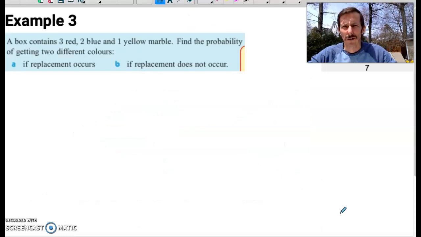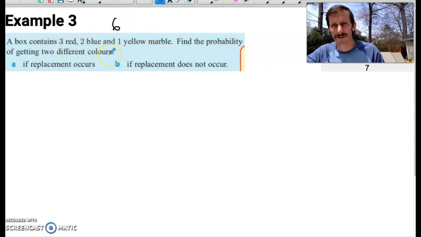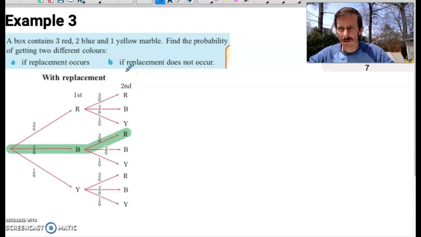So we're going to look at an example, and then you're going to try one, and we're going to be done. I have a box that has 3 red, 2 blue, and 1 yellow. So again, that's 3, 4, 5, a total of 6 in my box. I want to find the probability of getting 2 different colors if replacement occurs and if replacement does not occur. So here's my situation.